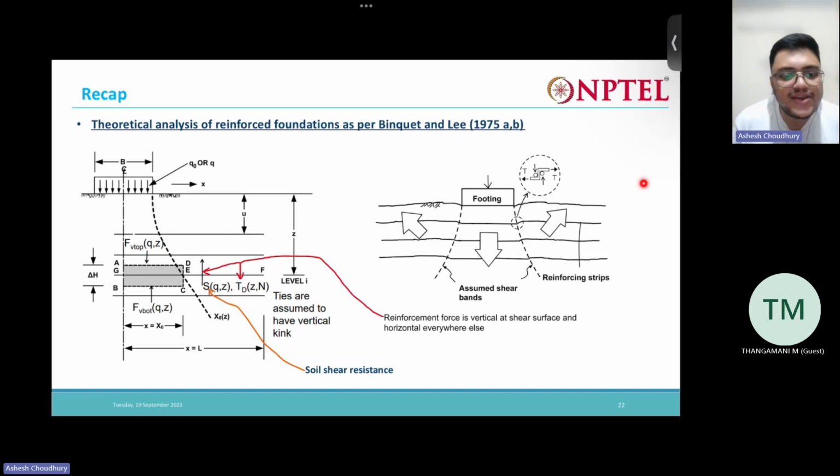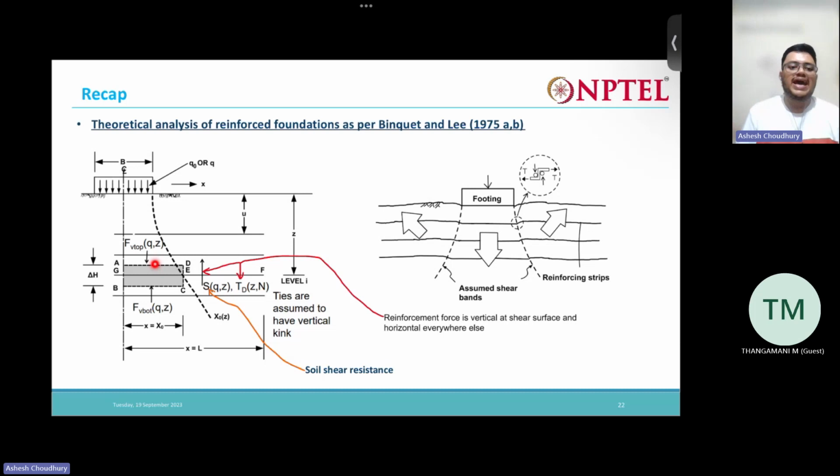Now this is the free body diagram that was used by Piccatelli to summarize all the forces. Here you can see he has taken a reinforcement layer at a depth of Z, and he has considered a soil mass ADCB around that reinforcement layer.